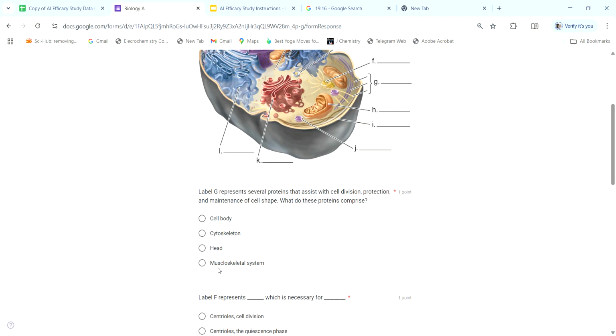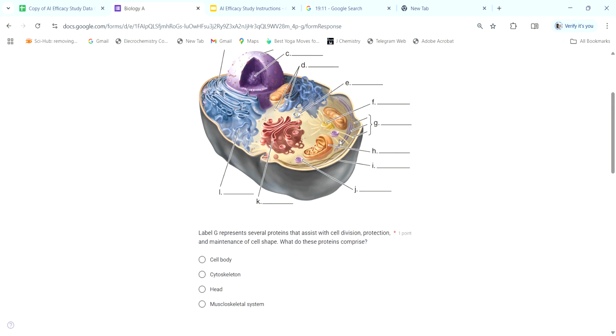So G is here. So actually I have little knowledge in biology, and for a long time I have not been in touch with the biology subject. So I will guess it. I think it is not cell body, maybe cytoskeleton, not a head, or musculoskeletal system, maybe cytoskeleton or musculoskeletal system, but I'll guess it. I think it will be cytoskeleton.